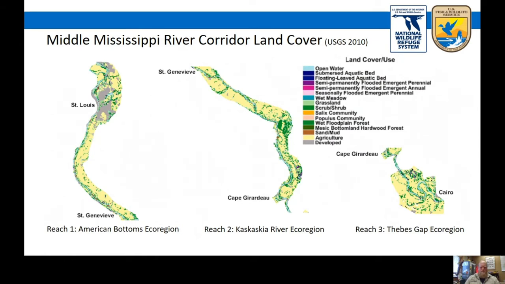Modern day land cover within the Middle Mississippi River corridor can be seen in these three maps. In true Midwestern fashion, agriculture dominates. The U.S. Geological Survey flies the entire upper Mississippi River system from Cairo northward to St. Paul, collecting valuable land use classifications.